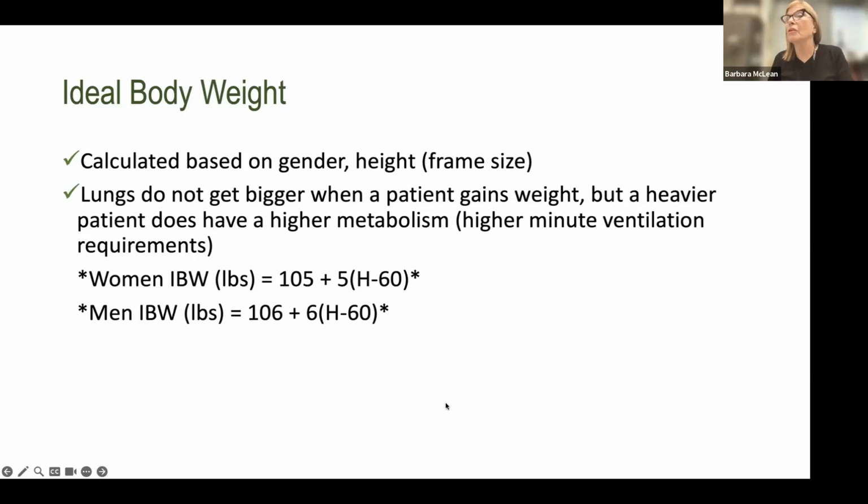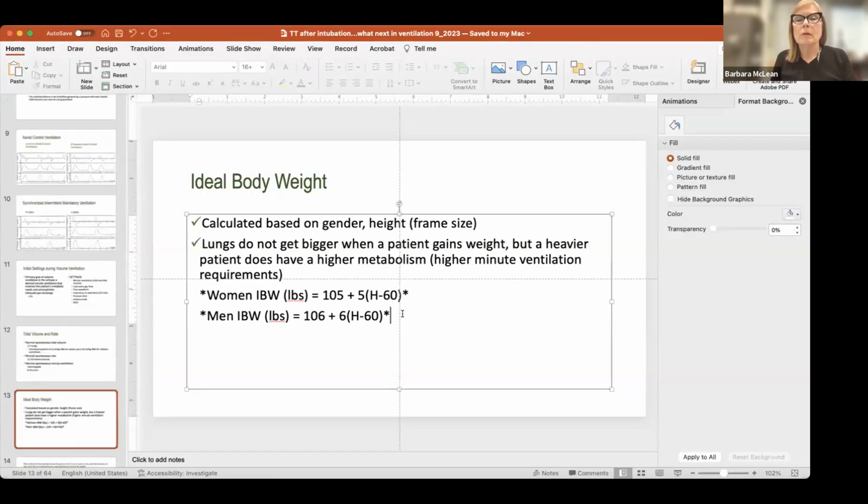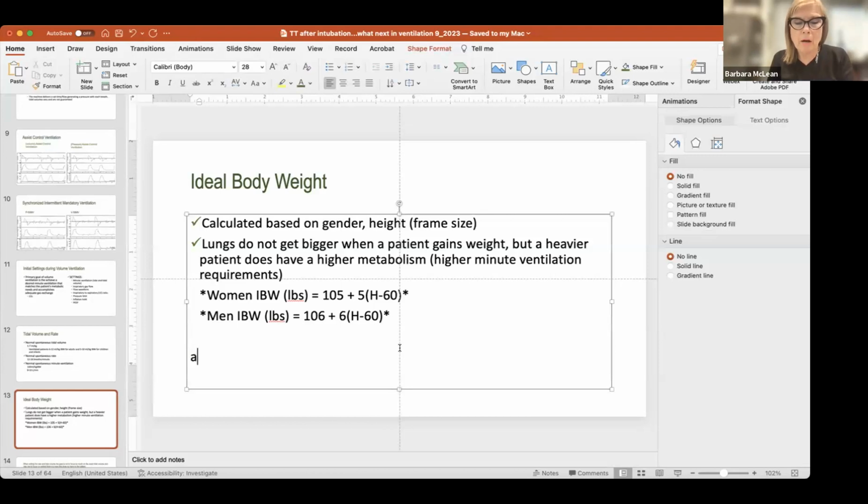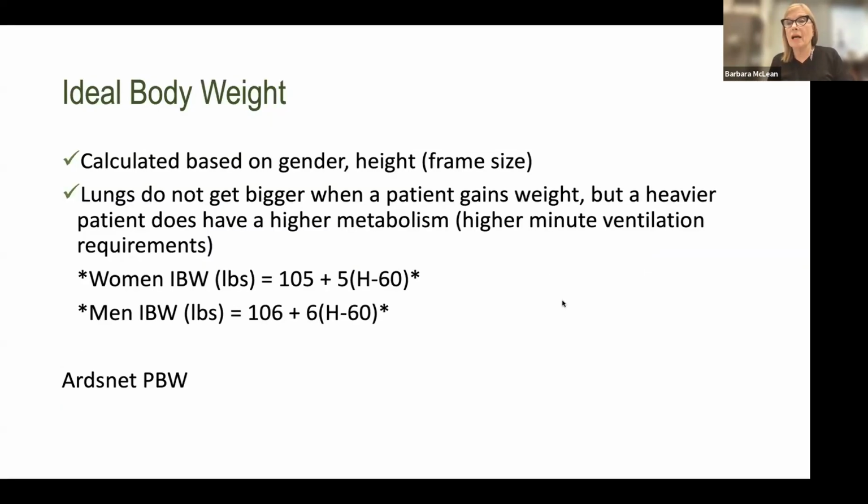And for men, this is another formula. You don't need to use a formula. All you have to do is go to, and you can do it now or you can do it later, ARDSnet PBW, predicted body weight. You're going to do a Google search. That's going to take you to a PDF, which allows you to look at the gender, the height, and what you should be setting the tidal volume at if you're trying to achieve 8 mLs per kg, 6 mLs per kg, 4 mLs per kg.